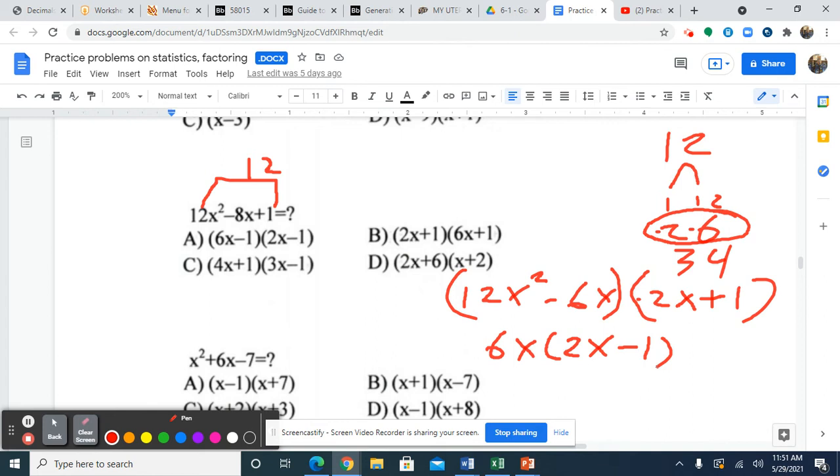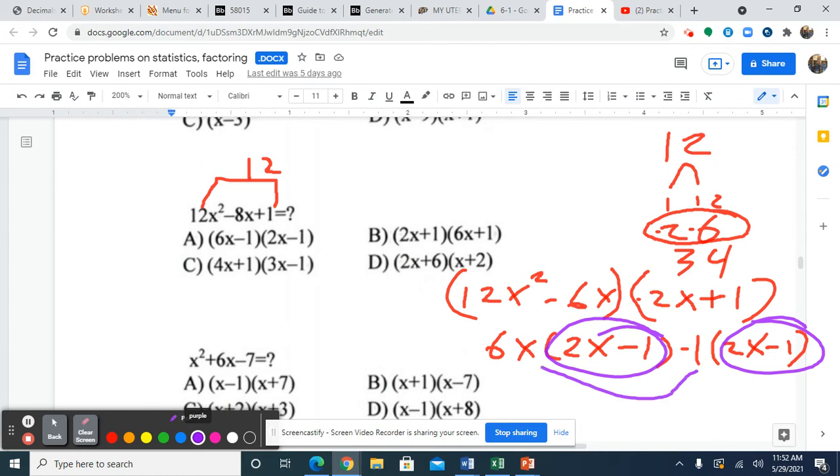So what we can actually do is factor out negative 1. When we do that, negative 2x becomes positive and positive 1 becomes negative. So now that they're matching, these two things are going to be one factor, and then 6x minus 1 is the other factor. So our answer is A.